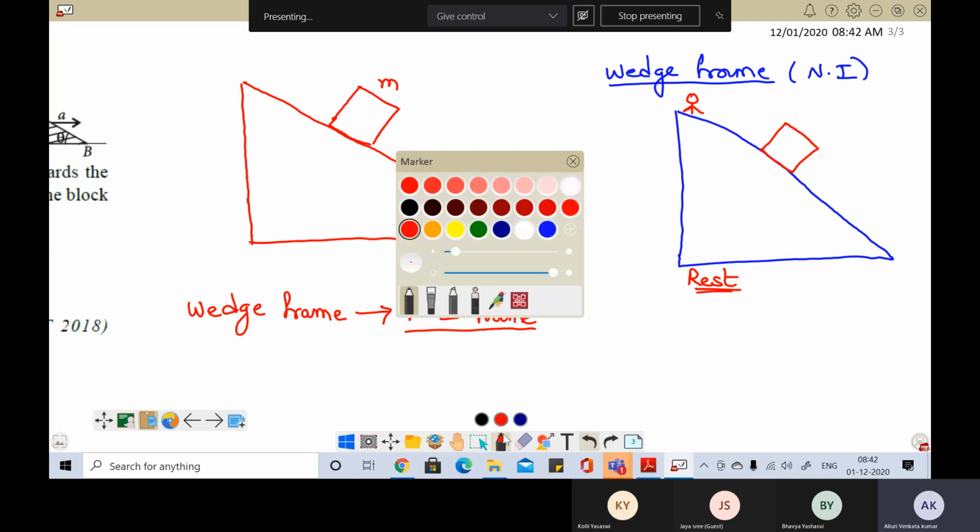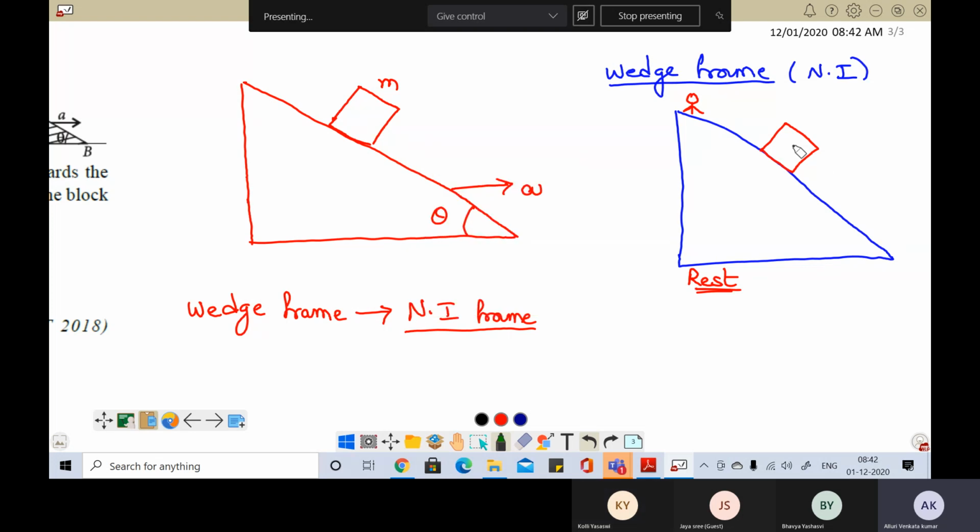Now let us draw the forces. Tell me what are the forces on this block? First force is what? Gravitational force, correct. Which side? Vertically downwards. Next force? Normal reaction. Correct. This is the normal reaction. Next. That's all? Pseudo force. Very good. Pseudo force will be there.